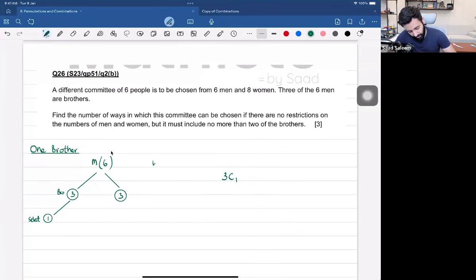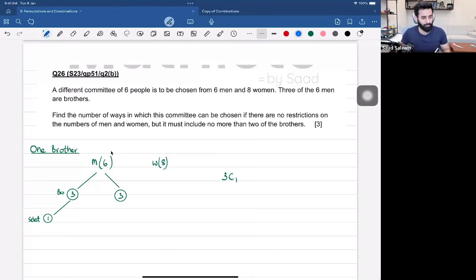Okay, and don't forget that as far as the number of women are concerned, there are 8 women. So now you still have to complete the group. You still have to make the committee of 6 people. So that means you have so far just selected one person.